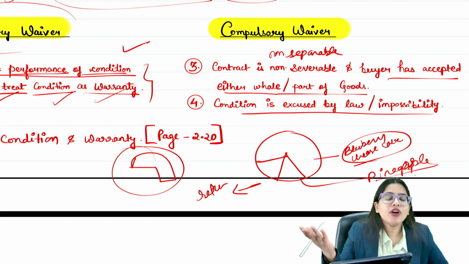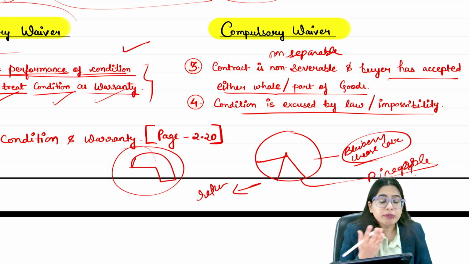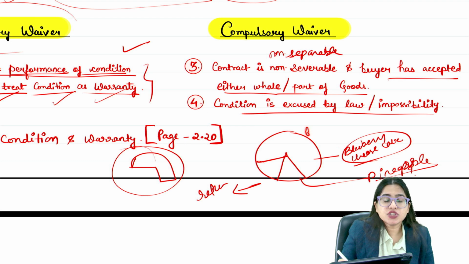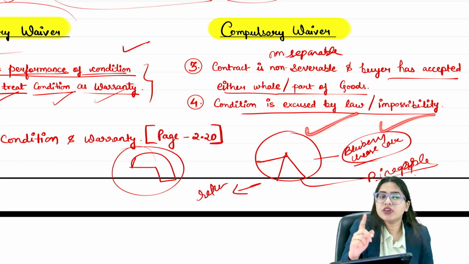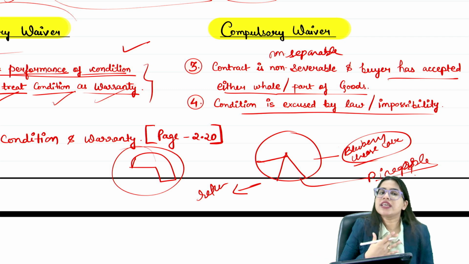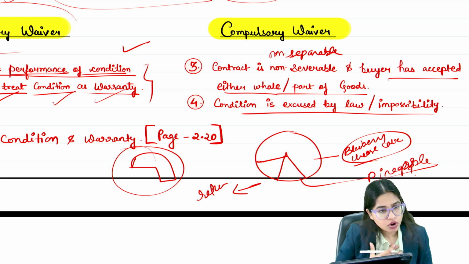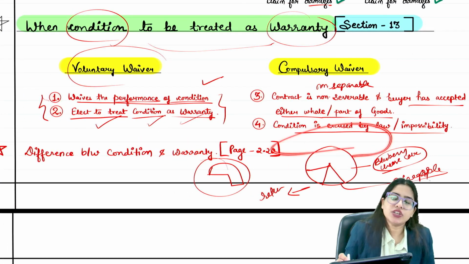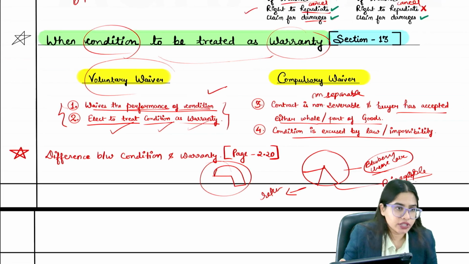So they cannot send me plastic box because government banned it. So now in this case, it's not their fault. This condition is excused by law or impossibility. So here it is not the fault of the seller. So in this case, I cannot cancel the contract. I can at most claim damages. So even if there is a breach of condition, it will be treated as breach of warranty.